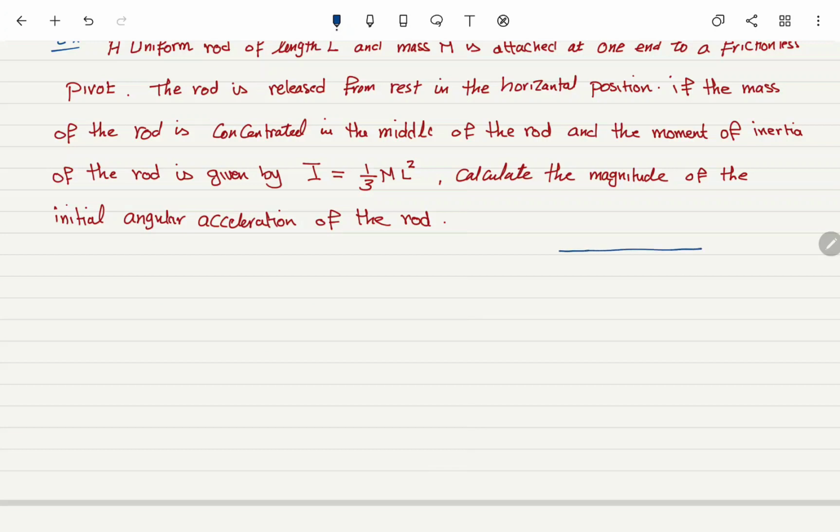So we have here the pivot, and here's the weight of that rod, and all this is the length L. This one is the pivot.